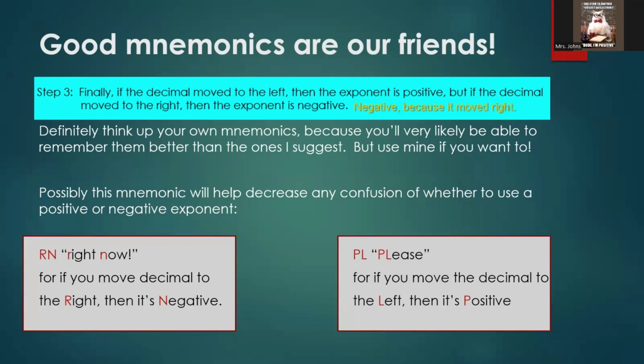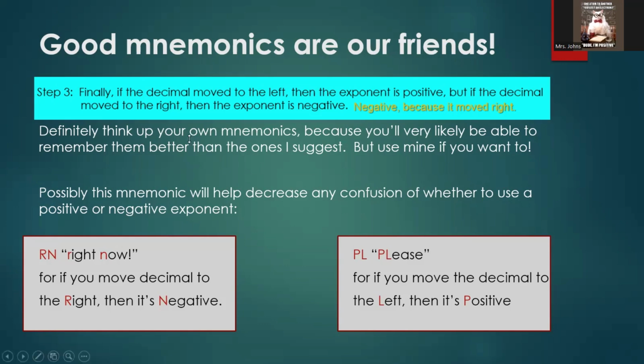All right. Now, just to keep it straight, about moving to the right or the left and whether it's positive or negative, here is a mnemonic that I came up with. And if you think of one that's better for you to be able to remember, then by all means do that, because you want something that's going to make it easy for you to remember. But this is just what I came up with. So on step 3, we said that the decimal point moved to the right, so it was negative. If it moved to the left, it would be positive.